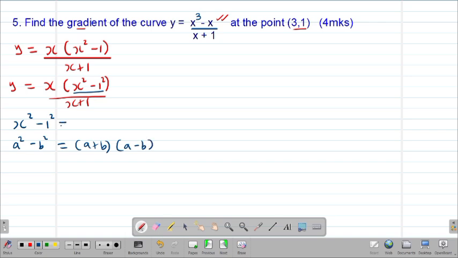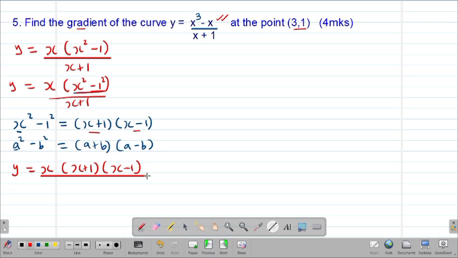So clearly, on direct comparison, my a will be x. So this one will be equal to x, then of course plus 1, then multiplied by x minus 1. I've applied the property of the difference of two squares. So on rewriting, I'm going to get y being equal to x. So I am having x squared minus 1 squared. I'll replace it with x plus 1, x minus 1. So I'll have x into x plus 1 multiplied by x minus 1. Then the whole equation was divided by x plus 1. So over x plus 1.